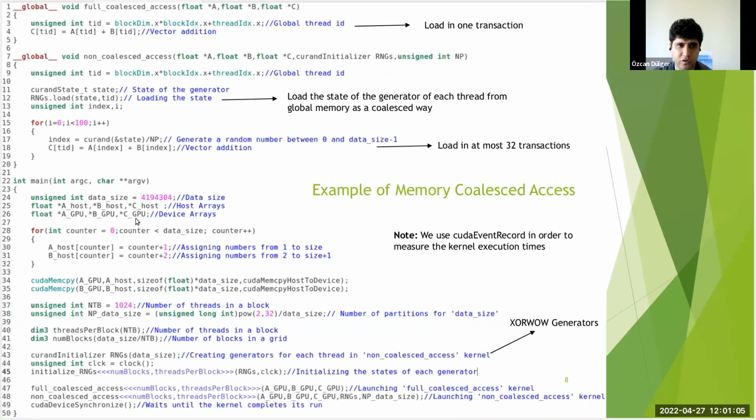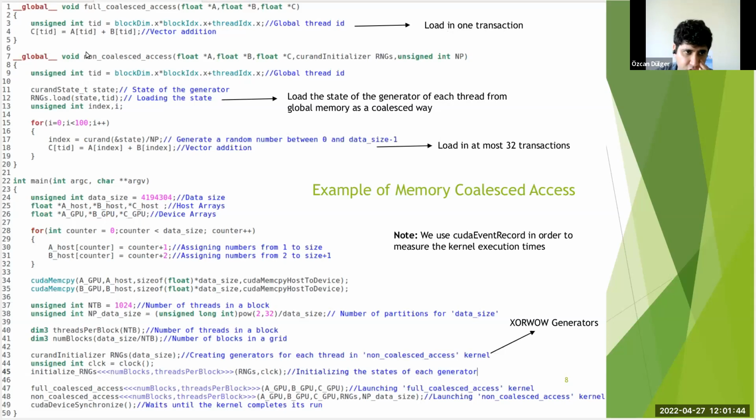Okay, before we continue, I would like to tell you about the example code here. We have two kernels. The first one is named full coalesced access. That means the threads in the warp access the same segment, so the load operation for a warp is performed in one transaction in this example, because all the threads access the same segment.